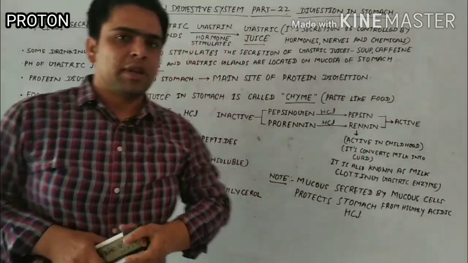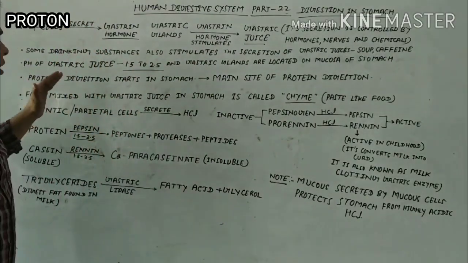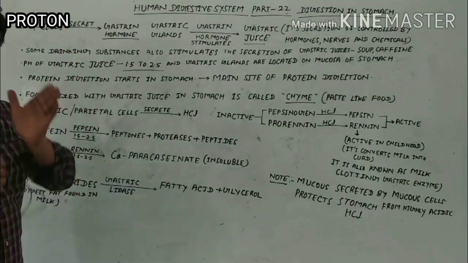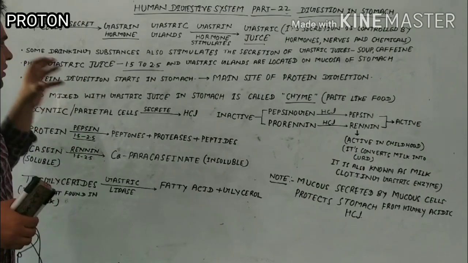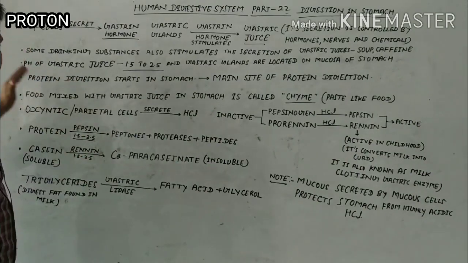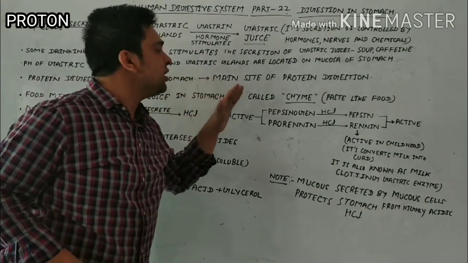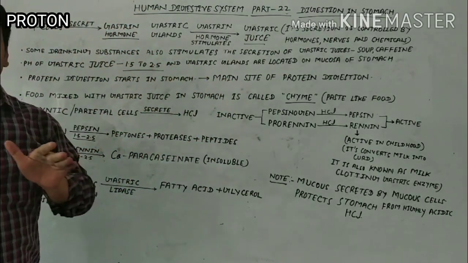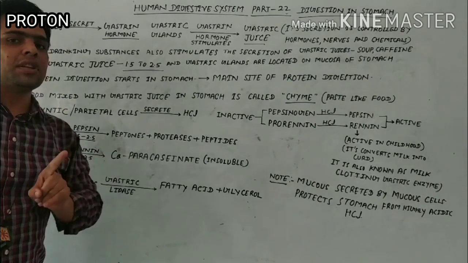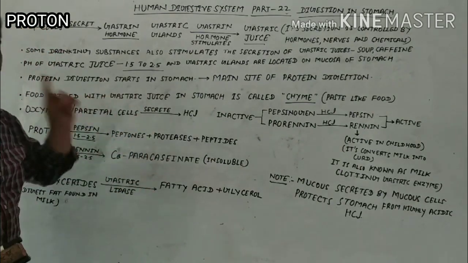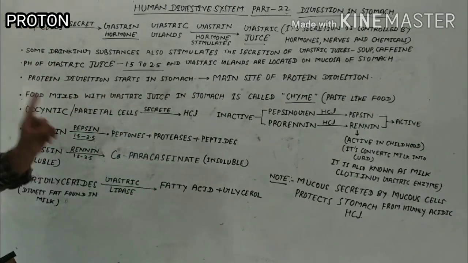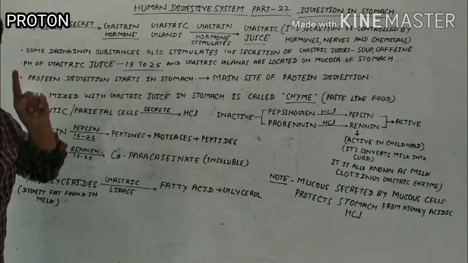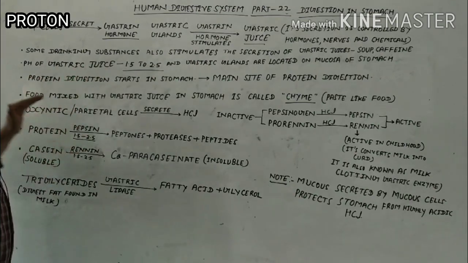Okay, students, welcome again. So I'm talking about the protein digestion site, where the digestion of protein first starts. So I mean to say protein digestion starts in our stomach. We can say in short that the main site where protein digestion begins is the stomach. Students must remember this thing, that protein digestion starts in our stomach. Clear students? So come to the next point.